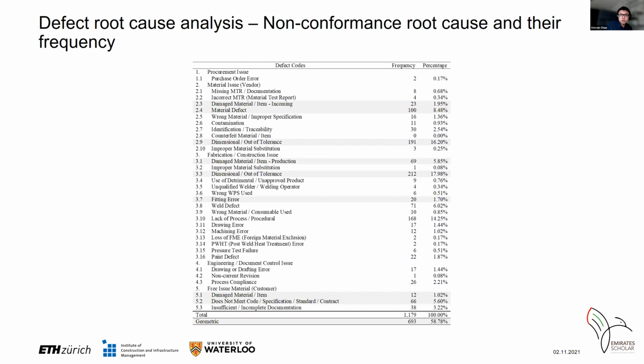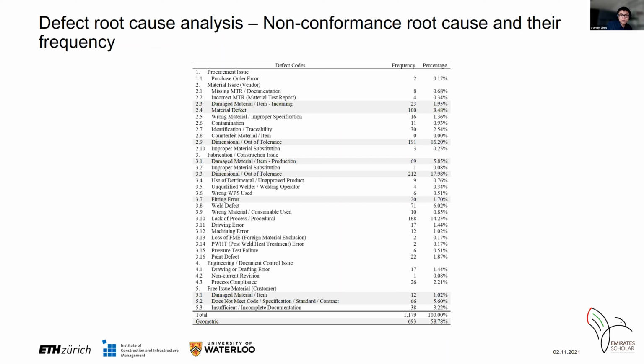In accordance with the industry partner's internal quality control procedure, each non-conformance report is assigned a defect code to reflect the root cause of its non-conformance. These defect codes are categorized under 5 broad types, which are procurement issue, material issue from vendor, fabrication or construction issue, engineering or document control issue, or free issue material from customer. These 5 categories encompass almost all possible non-conformances a shop might experience.